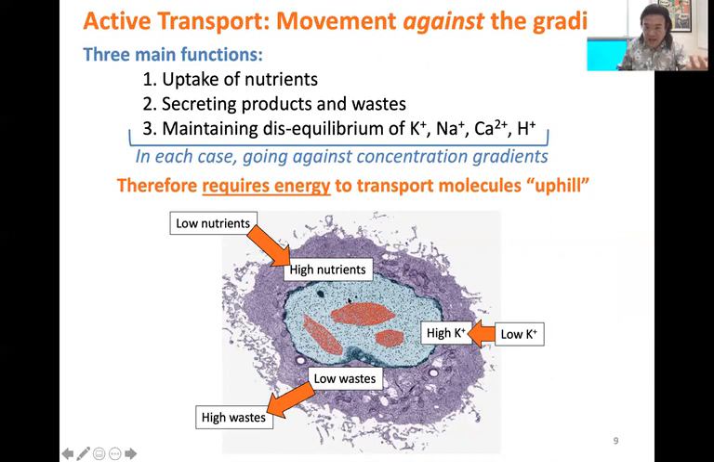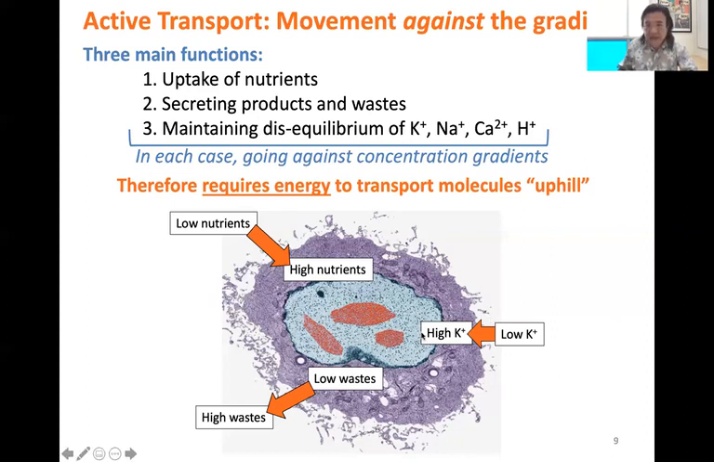Secreting products and wastes. Oftentimes, the cell is producing waste products that it needs to get rid of, but in your tissues surrounding the cell, because there's another billion or so neighboring cells all putting waste out into the interstitial fluid, maybe the waste concentration is already high on the outside, but yet the cell still has to move the waste out against that. So that requires energy.